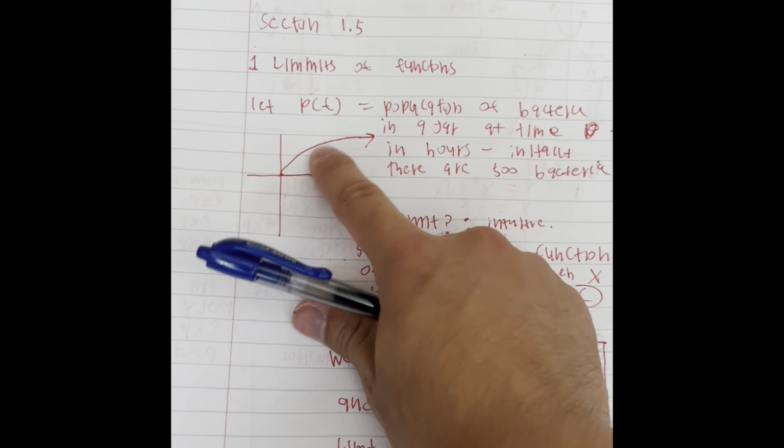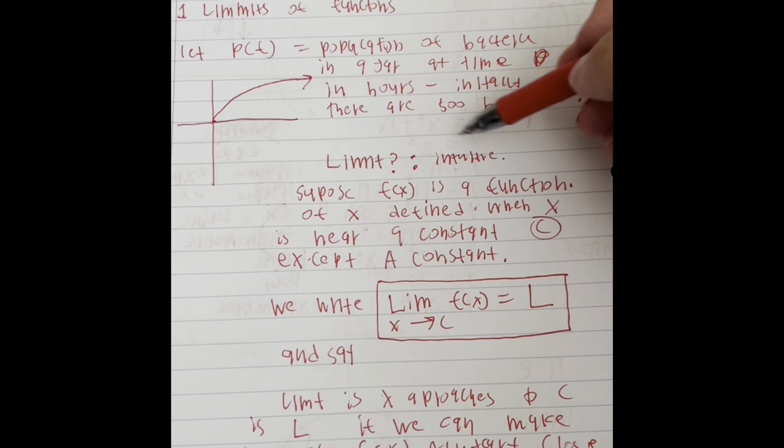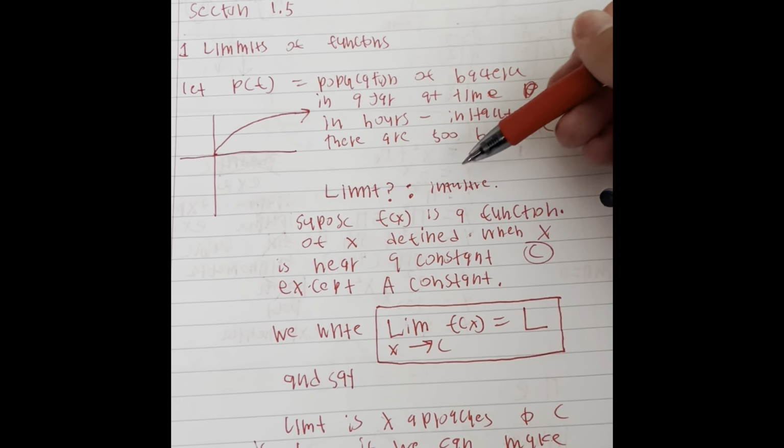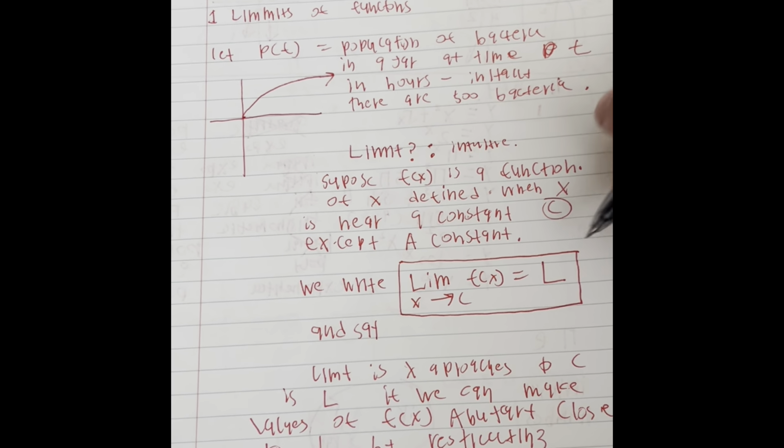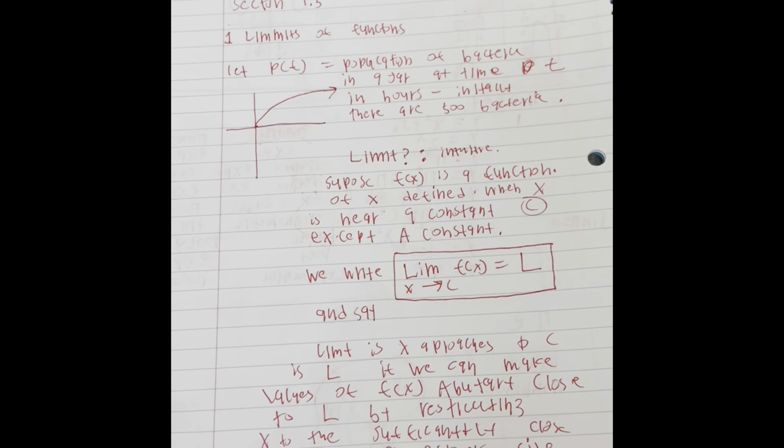But what limit? Well, the intuitive definition: suppose the function f of x is defined when x is near a constant c, except possibly at c. In formula form, the limit as x goes to c of f of x equals L, a number that we're going to try to get to, but can't. As x approaches c, we can make the values of f of x very close to L by restricting x to be sufficiently close to c on either side, but not equal to c.